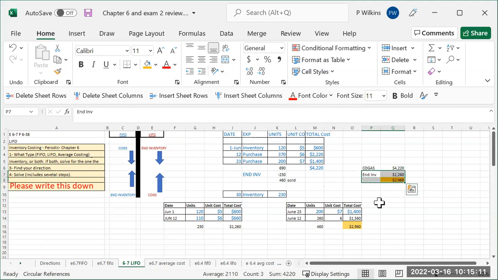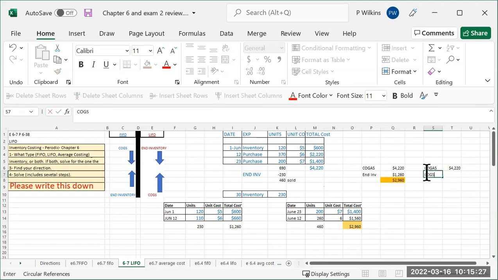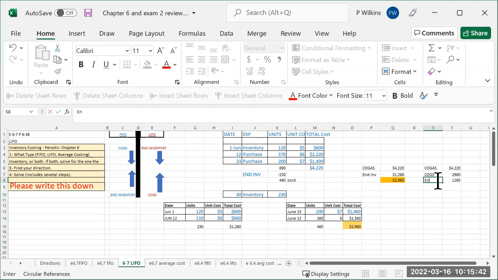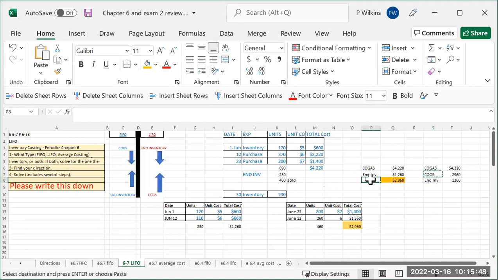Had we just done the math, we would still want to do the proof. The other way you can look at it is that the cost of goods available for sale is $4,220, and the cost of goods sold, we figured out, was $2,960. If we subtract 2,960 from 4,220, we get $1,260, and that's our ending inventory. So we're getting the same numbers. There's just a different way to look at both of those numbers. That's exercise 6-7, page 638.